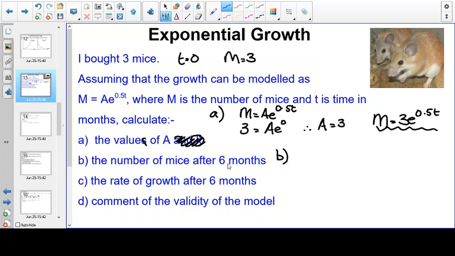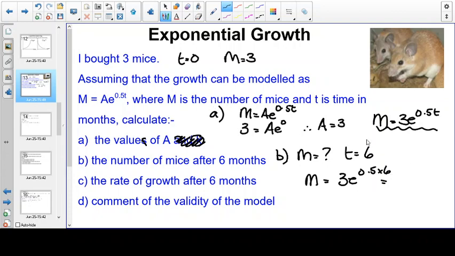Calculate the number of mice after 6 months. So we need to know what m is when t equals 6. So m is 3 e to the 0.5 times 6. And we can just stick that into our calculator. So 3 e to the 3.